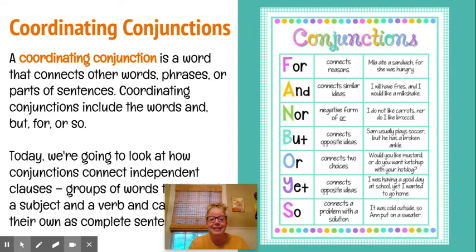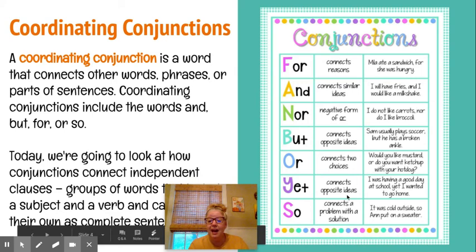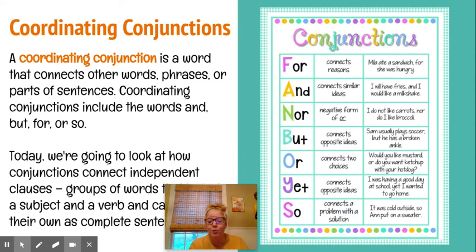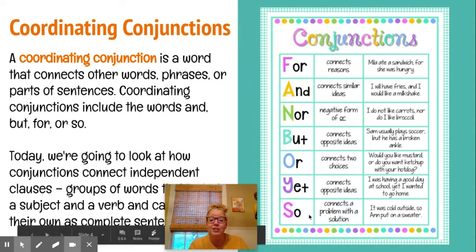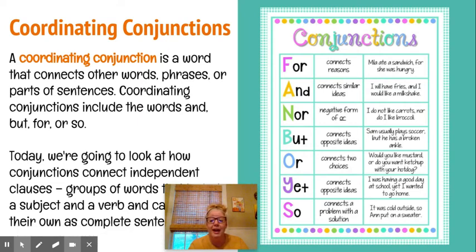Nor, which is a negative form of or. I do not like carrots, nor do I like broccoli. But connects opposite ideas. Sam usually plays soccer, but he has a broken ankle. Or connects two choices. Would you like mustard, or do you want ketchup with your hot dog? Yet connects opposite ideas. I was having a good day at school, yet I wanted to go home. And so connects a problem with a solution. It was cold outside, so Anne put on a sweater.